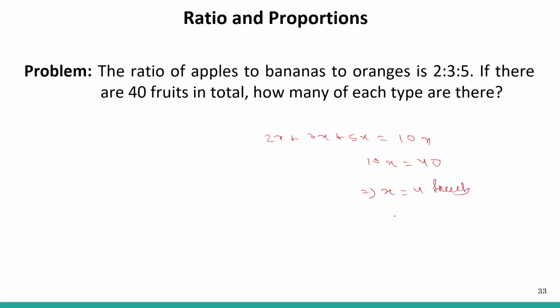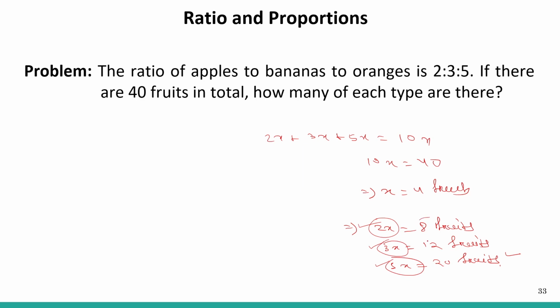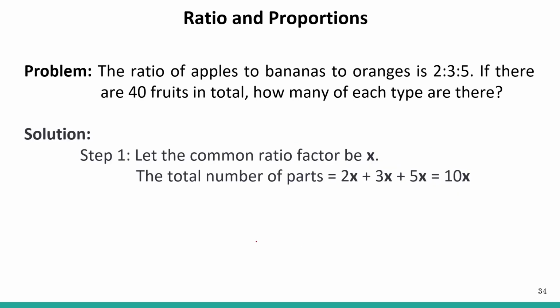Since x is equal to 4 fruits, 2x is equal to 8 fruits, 3x is equal to 12 fruits, and 5x is equal to 20 fruits. That is what we have here: 2x, 3x and 5x. So the solution will be: let the common ratio factor be x.